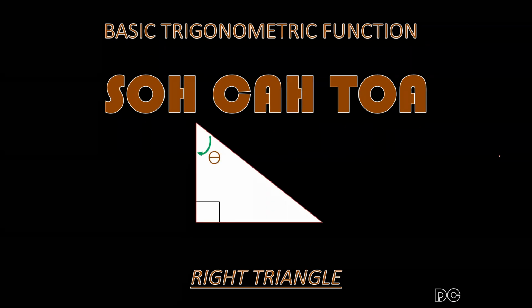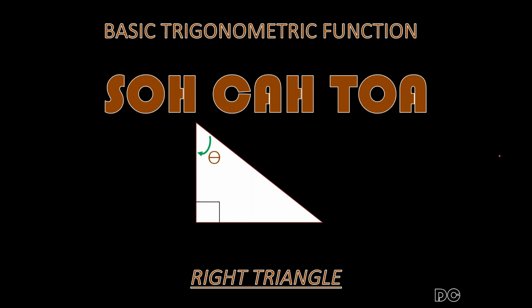Okay, for example, if this is the position of your angle, take note, only the adjacent and the opposite side can be interchangeable. So pwede na magkabali si opposite as adjacent, but the hypotenuse side, to determine the hypotenuse side, just look at the longest side of your right triangle. The longest side of your right triangle is the hypotenuse side.